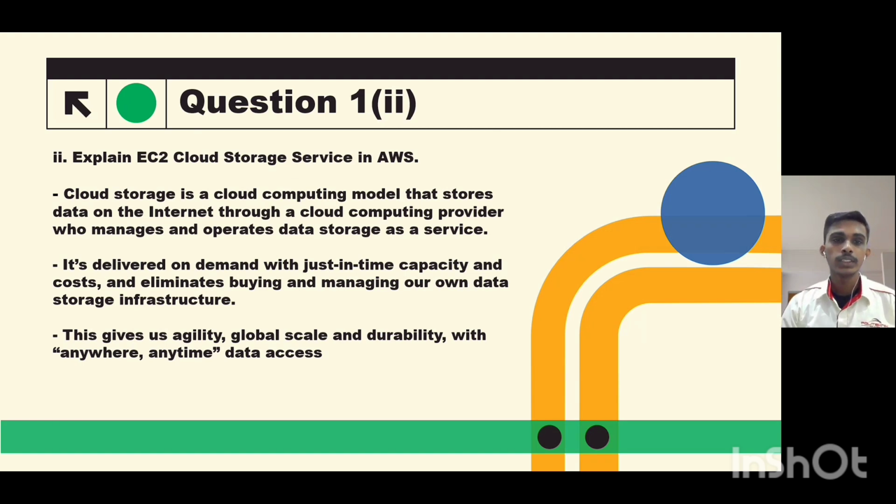Question 1, number 2, which is explain EC2 cloud storage service in AWS. Cloud storage is a cloud computing model that stores data on the internet through a cloud computing provider who manages and operates data storage as a service. It's delivered on demand with just-in-time capacity and cost, and eliminates buying and managing our own data storage infrastructure. This gives us agility, global scale, and durability with anywhere, anytime data access.